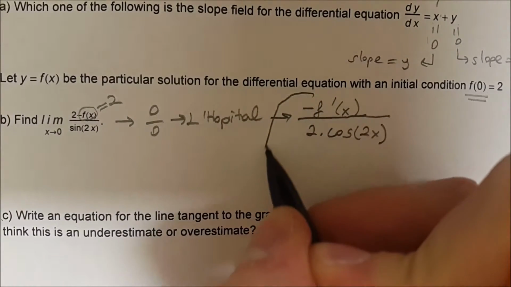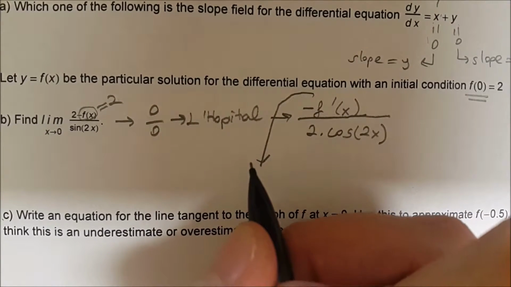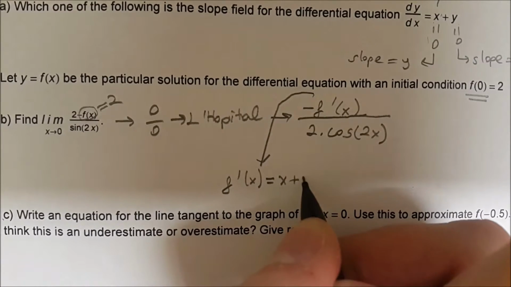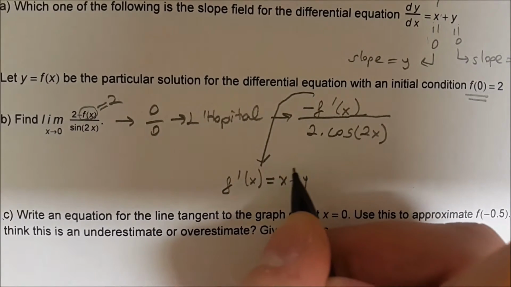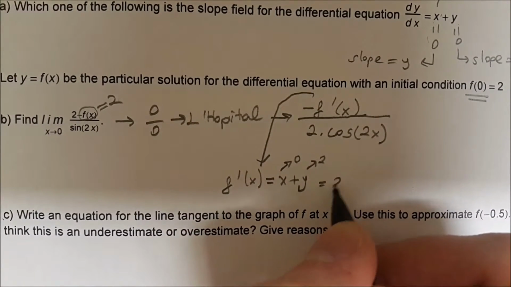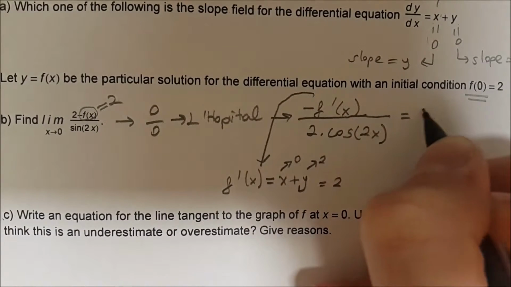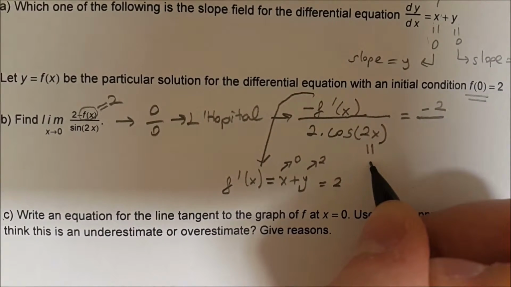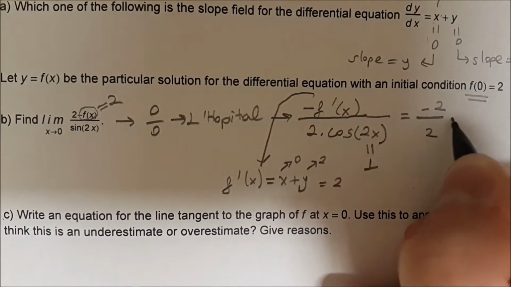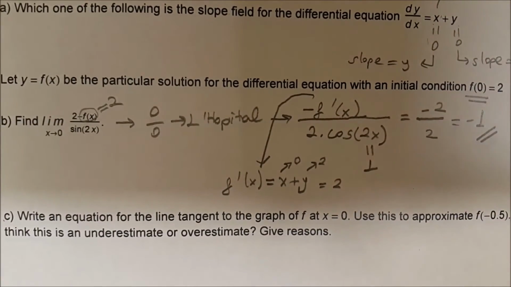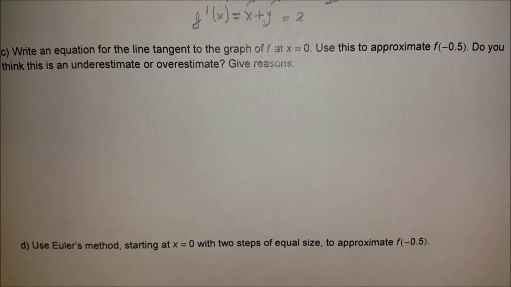So now if we apply the initial condition to what we see, f'(x) is equal to x plus y, as we were given in the previous question, as we can still see. So if x is 0 and y is 2, then we get f'(x) to be 2, and we get negative 2 on the numerator side. When we put 0 to x in the denominator, we get a 2, and so the answer is negative 2 over 2, which is equal to negative 1.